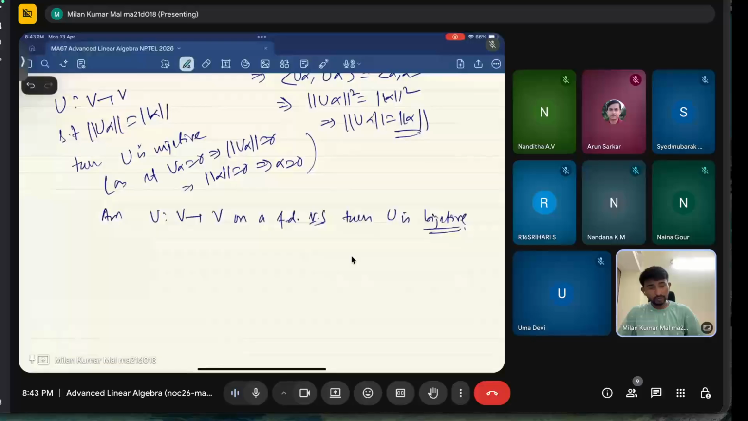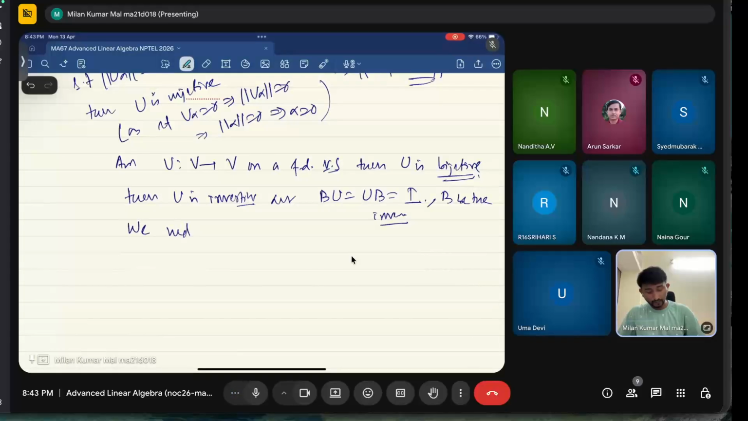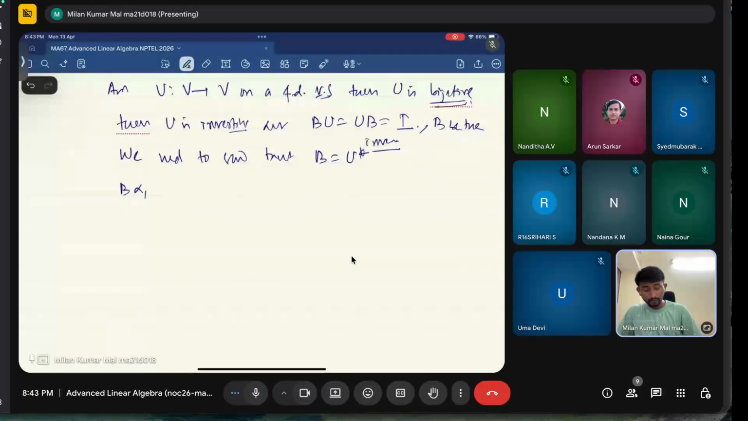Okay, now U is invertible. Let B be the matrix which is the inverse, so BU equals UB, and this equals identity. B is the inverse. Then we need to show that B is actually U star. How will we show it? Take x and y, two vectors in the vector space V.